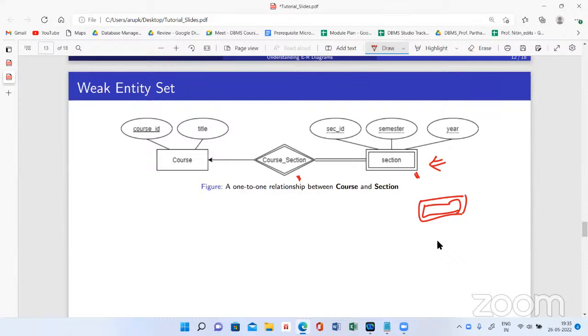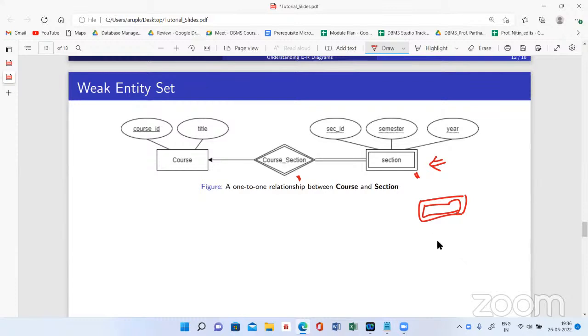Suppose there is a hotel and there is a room. A room cannot exist if you don't have a hotel, right? If you have a building and an apartment, two entities, an apartment cannot be there without the building, right? So whenever you have an entity whose existence completely depends on a particular strong entity, that entity will be called a weak entity, whose existence is completely determined by a strong entity. So first the course will come, then the section will come.